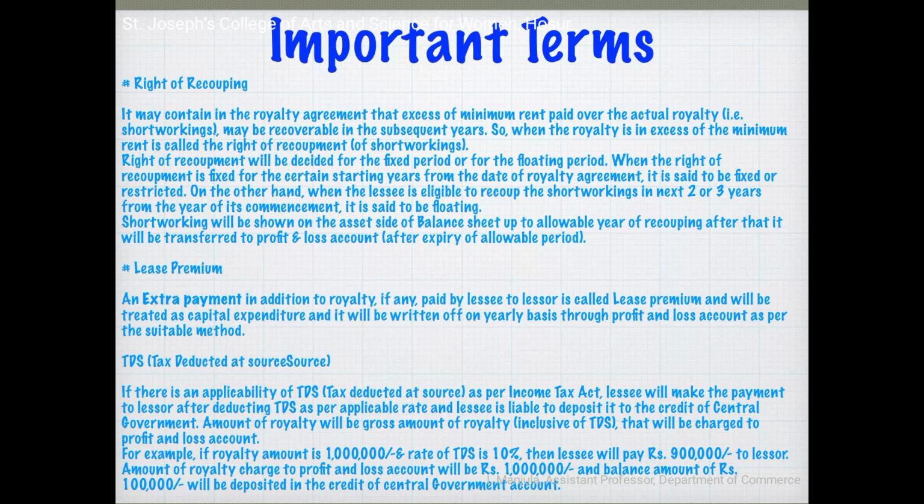On the other hand, when the lessee is eligible to recoup the short workings in the next 2 or 3 years from the year of its commencement, it is said to be floating. Short working will be shown on the asset side of the balance sheet up to the allowable year of recouping. After that, it will be transferred to the profit and loss account.